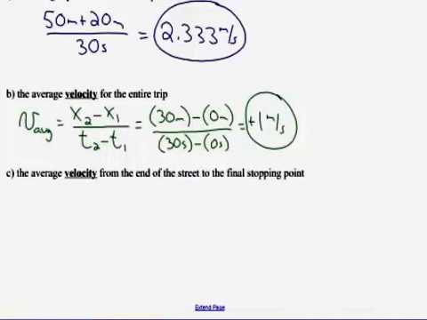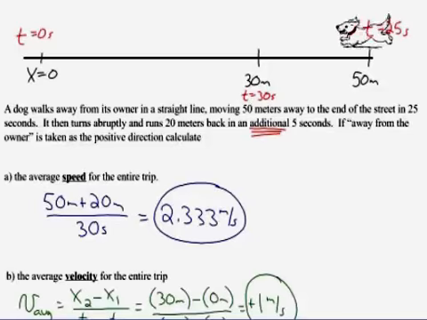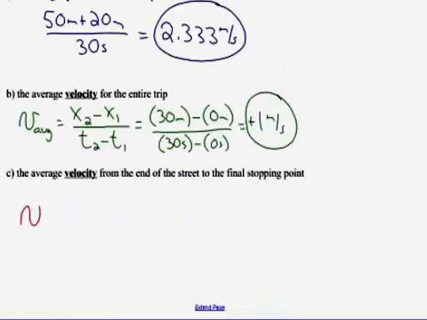For the last part, we want to find the average velocity from the end of the street to the final stopping point. We're only going to be looking at the end of the street when he's at a position of 50 meters to his stopping point at 30 meters. So for this, I have an average velocity x2 minus x1 divided by t2 minus t1. My later position, the stopping point, is a position of 30 meters.